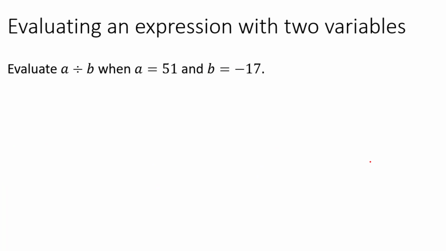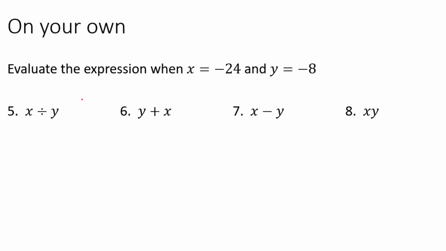This time we are going to evaluate using two variables. Evaluate a divided by b when a equals 51 and b equals -17. First write the parentheses divided by parentheses. The first parentheses represents a, so we substitute 51. The second parentheses is b, so we substitute -17. Now, positive divided by a negative is negative, so the answer is -3.